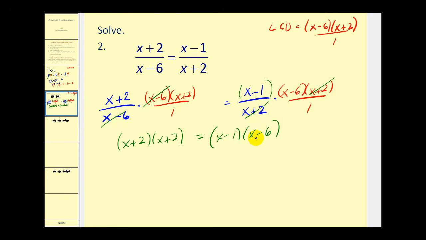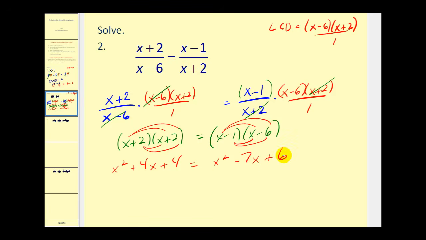So we're going to have to FOIL both sides here. We'll have x squared plus 2x plus 2x, that's plus 4x, plus 4 equals, here we have x squared minus 6x minus 1x, that's minus 7x, plus 6. Now we're lucky here because if we subtract x squared on both sides, the x squared term goes out, so we do have a linear equation left.